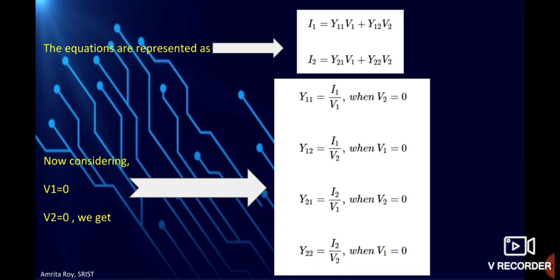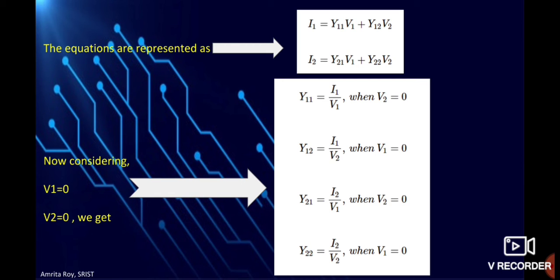Now, in the previous case, for Z parameters, we were substituting I1 and I2 as 0 because I1 and I2 were the independent variables. But in the case of Y parameters, V1 and V2 are the independent variables. So we are going to substitute V1 and V2 equal to 0 in equations 1 and 2. Now for the Y parameters, if we want to calculate Y11, we must substitute V2 equals 0 in the first equation.